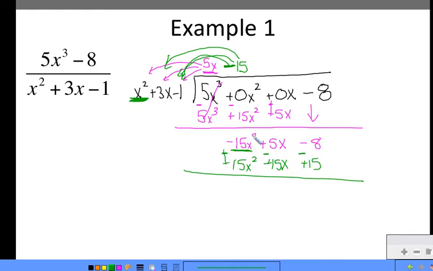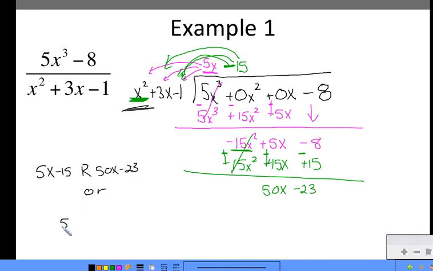Minus a negative is plus, well, that's 0. 5 minus negative 45, so we have 50x. Negative 8 minus 15, negative 23. And now if you look at this, we can't make an x squared into an x, so that's our remainder. You'll see your final answer written a couple of ways. You'll see it 5x minus 15 with a remainder of 50x minus 23. Or you sometimes see it as 5x minus 15 plus 50x minus 23 over x squared plus 3x minus 1.